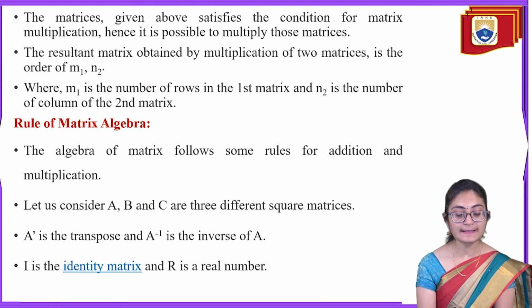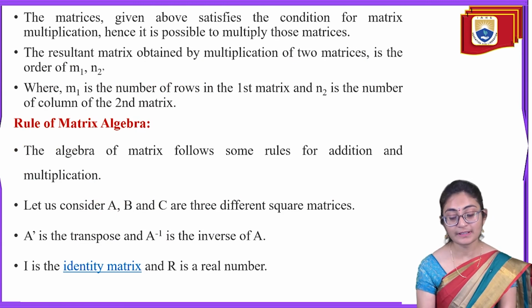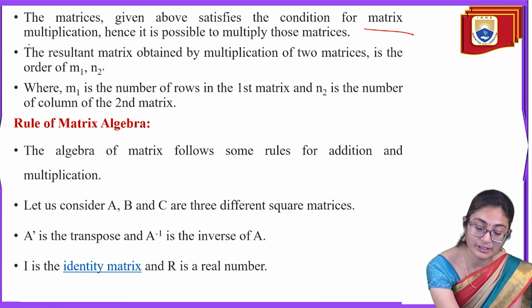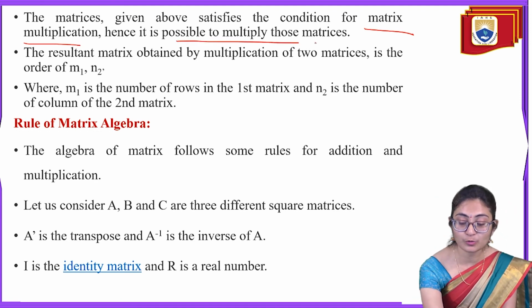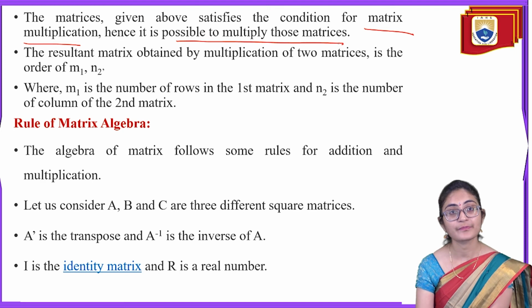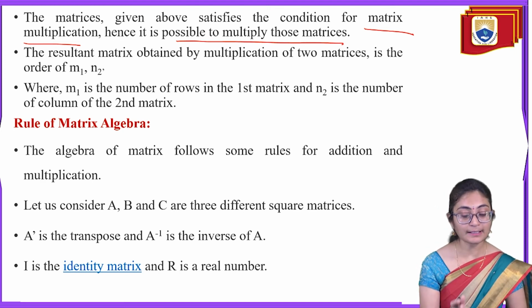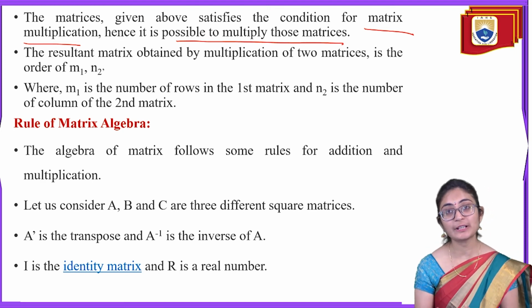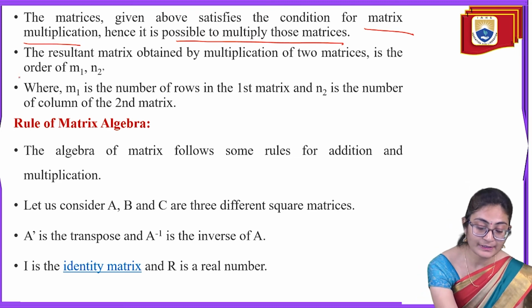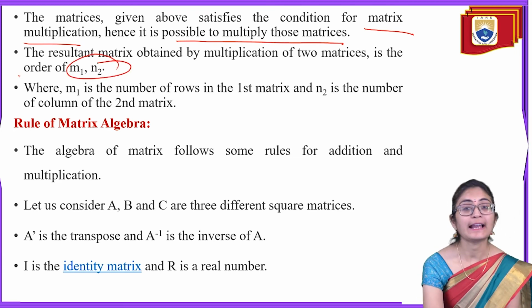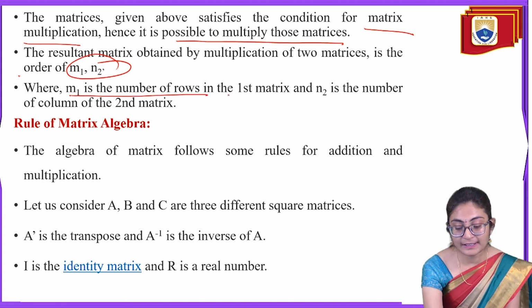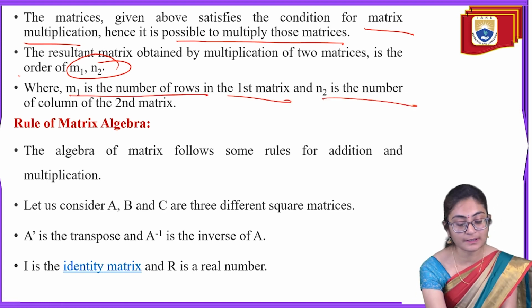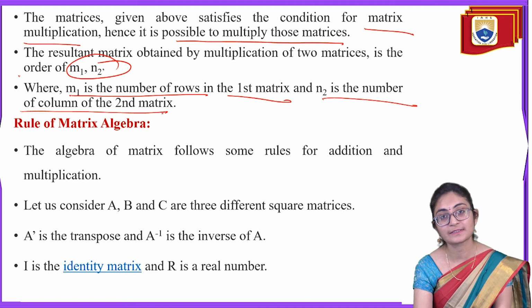Now the matrices given above satisfy the condition for matrix multiplication. Hence we can say that it is possible to multiply those matrices. And the resultant matrix obtained by multiplication of two matrices is of order M1 by N2, where M1 is the number of rows in the first matrix and N2 is the number of columns in the second matrix.